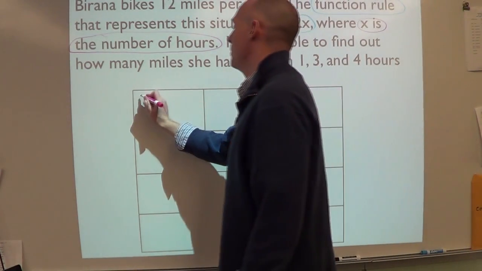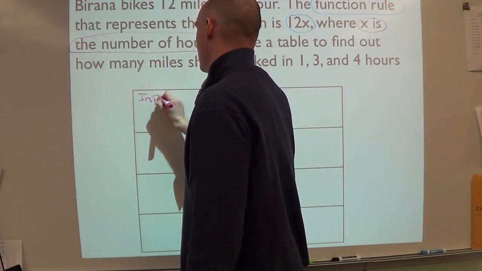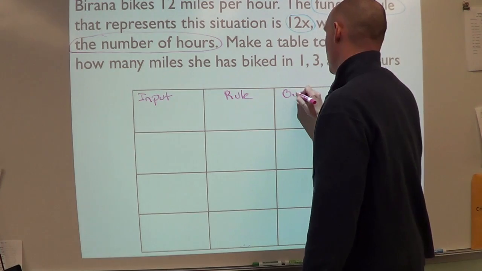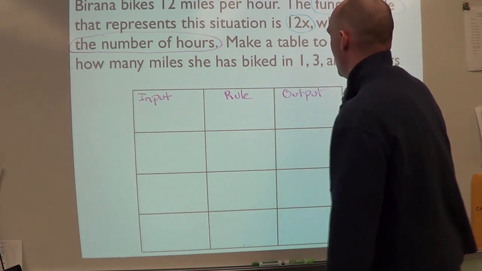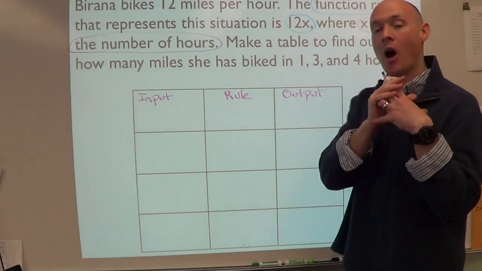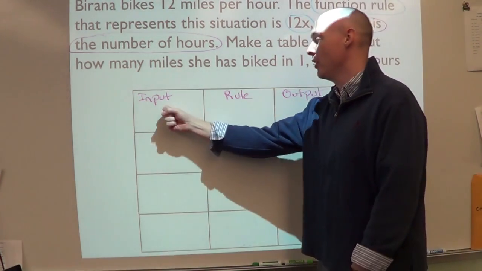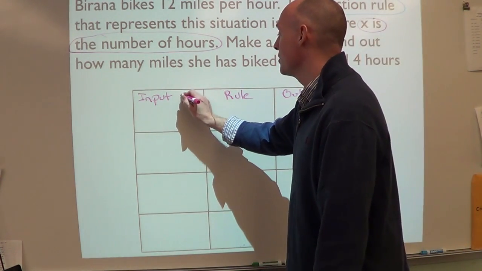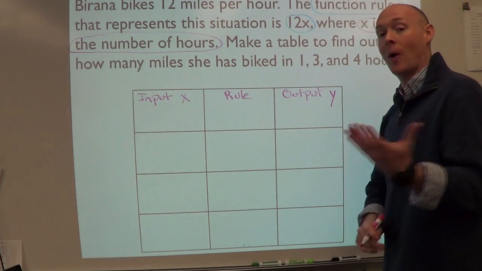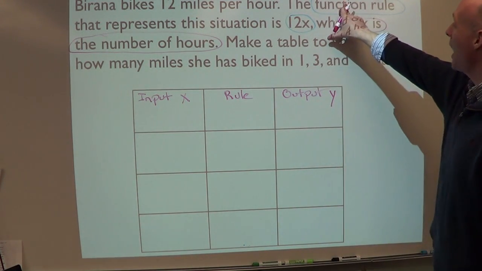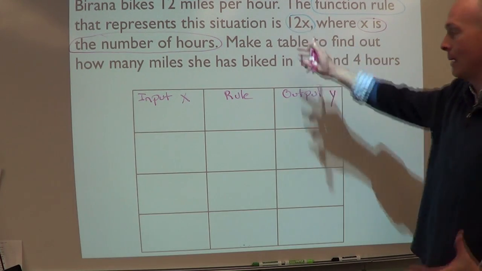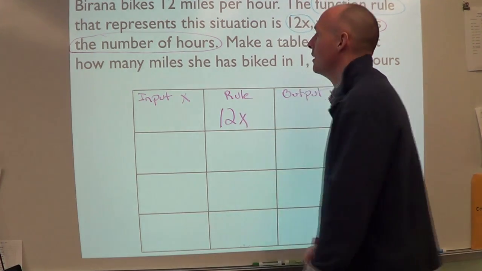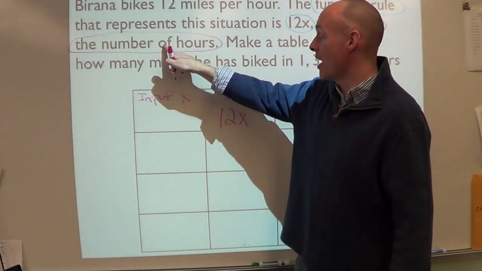So here we have our input, our rule, and our output. That's standard. That's in almost every function table you'll see. We have the input, we have the rule, and we have the output. I'm going to also label them x and y, just so I can remember. And here we said our function rule is 12 times x. So our rule is 12 times x, where x is the number of hours.